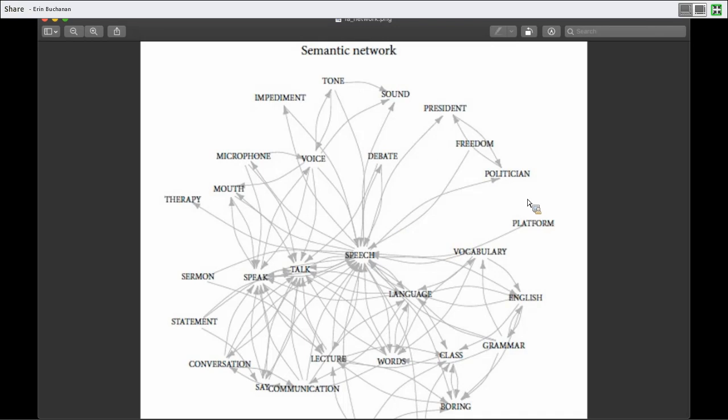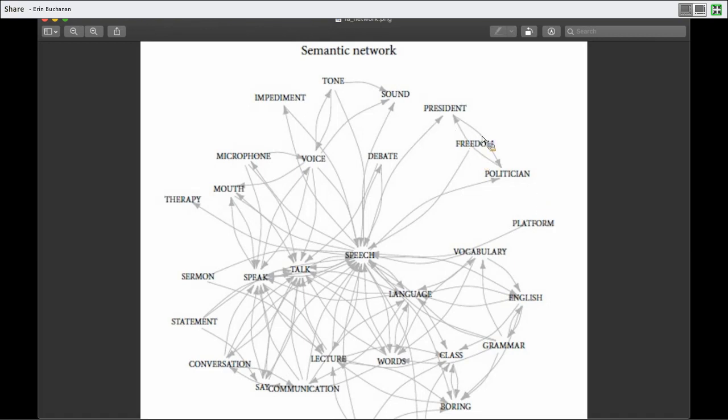Okay. It's got speech to platform, politician, freedom, president. Here are political terms for speech, tone, debate. And then we've got speech, the actual physical talking part of it. Sermon's kind of an interesting one over here. I might normally put it over here, but I don't think there's any, you know, when they're fanned out like this, they're not necessarily ordered in a particular way.